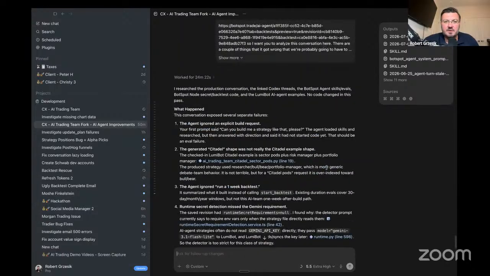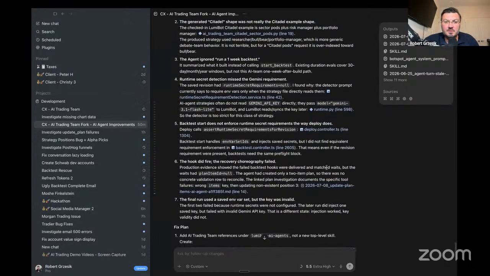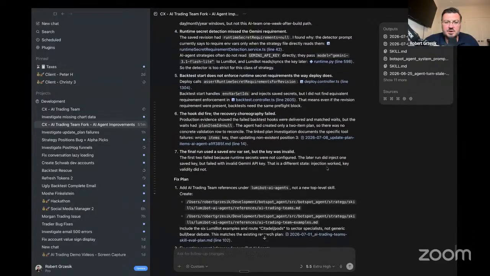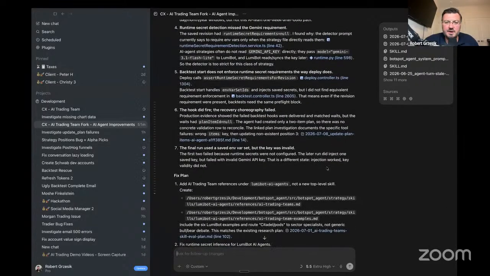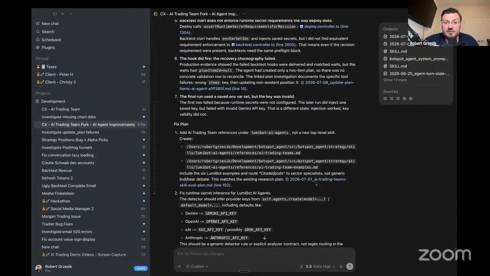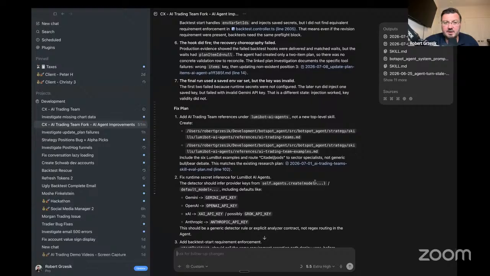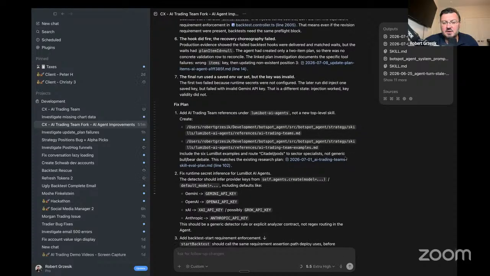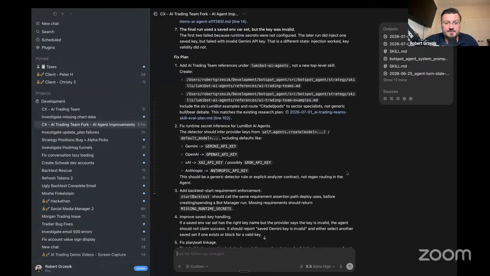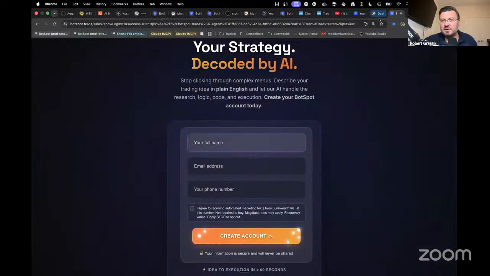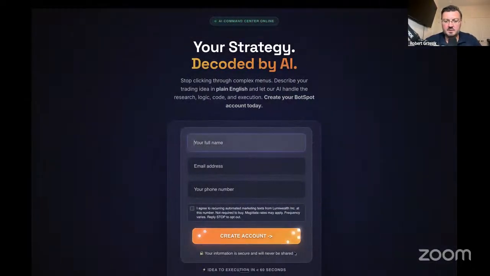Let's see here. So server failures, Citadel, runtime secret detection. The hook did fire, the recovery choreography failed. The file run uses the saved environment variable set, but the key was invalid. Invalid API key is a different state. Injection worked, key validity did not. Interesting. Okay, so let me first of all tell this thing to log in.